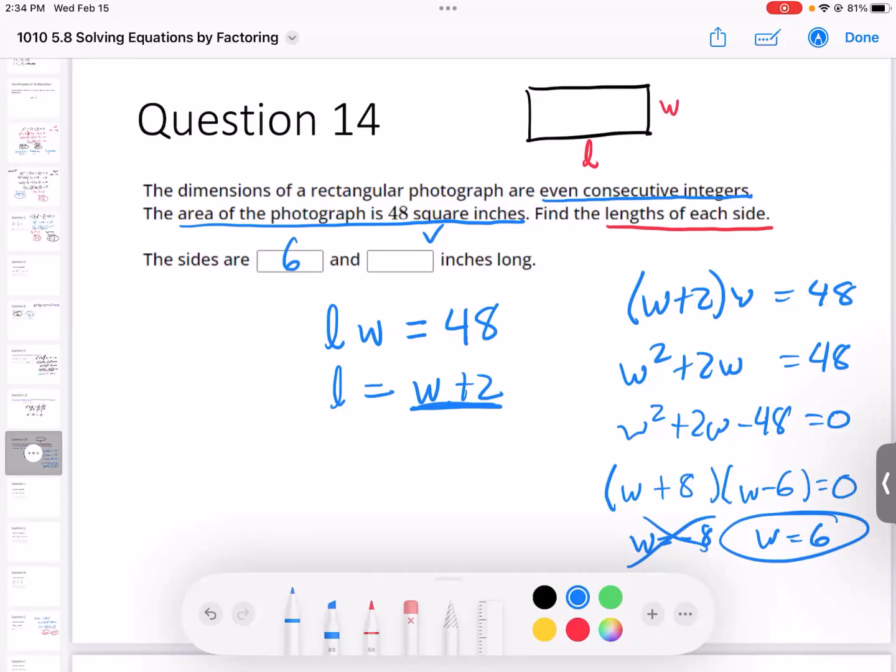And then I need to figure out what L is. And so I could do this in 2 ways. I could either do 6 plus 2 because that would tell me what the length is, or I could say what times 6 equals 48. And in either case, you're going to get the answer 8. And so that would be the other part of the answer. Any questions on that?